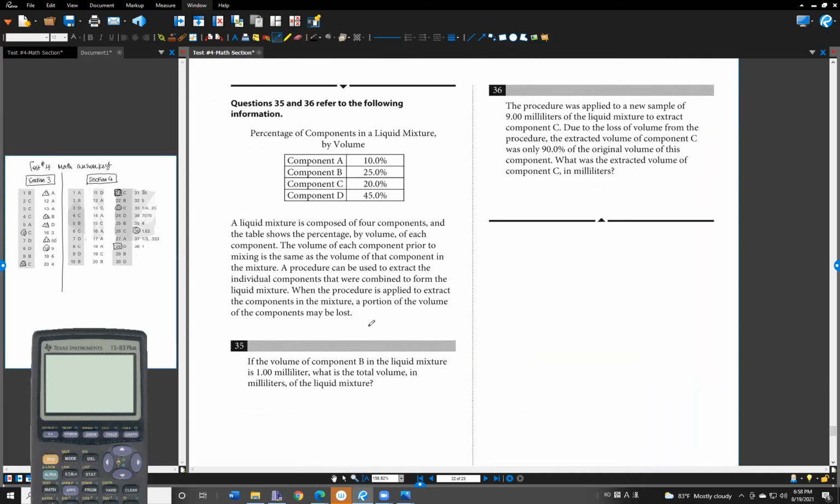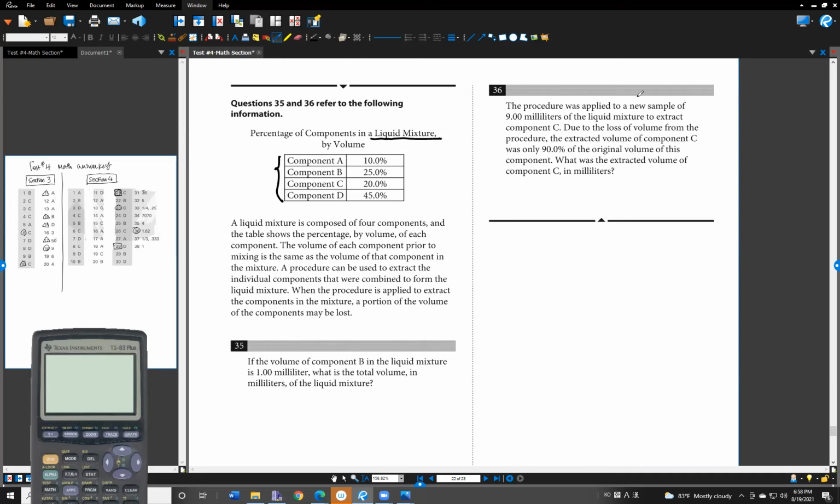Percentage of components in the liquid mixture, by volume. In some liquid mixture, they have component A is 10%, component B, there are 4 different materials, okay? Total is 100%. That's right, 35, 40, yeah, total is 100%. Okay, I think that's enough.